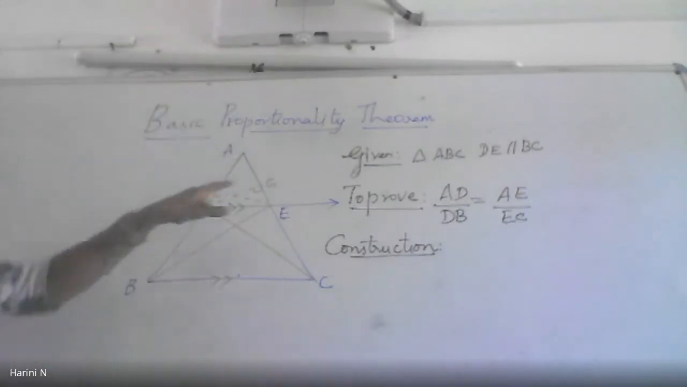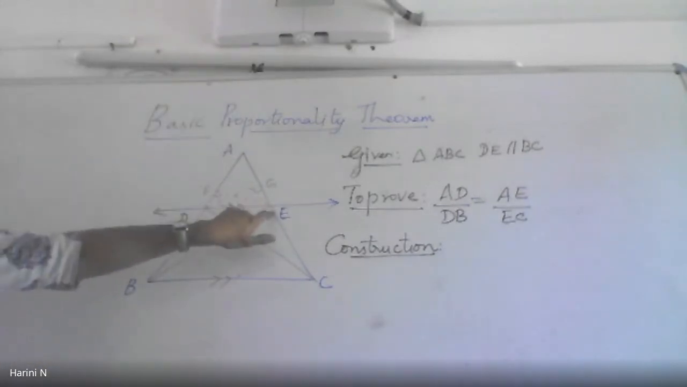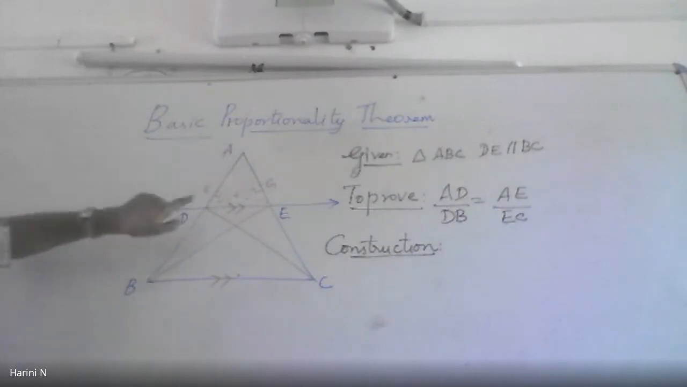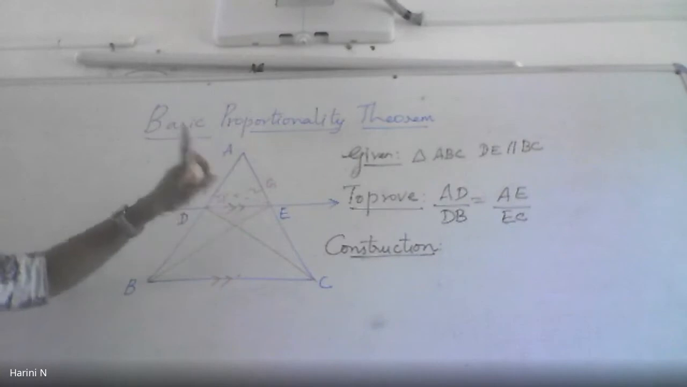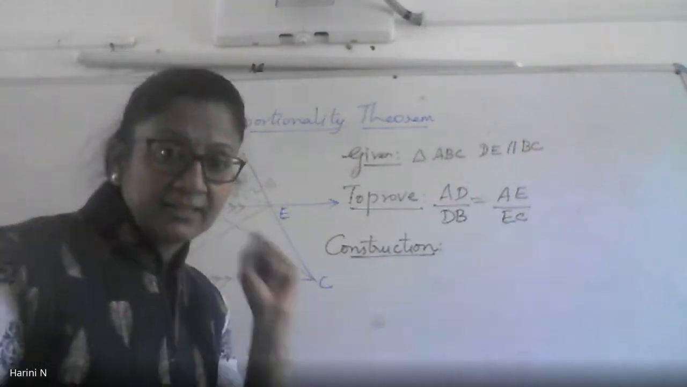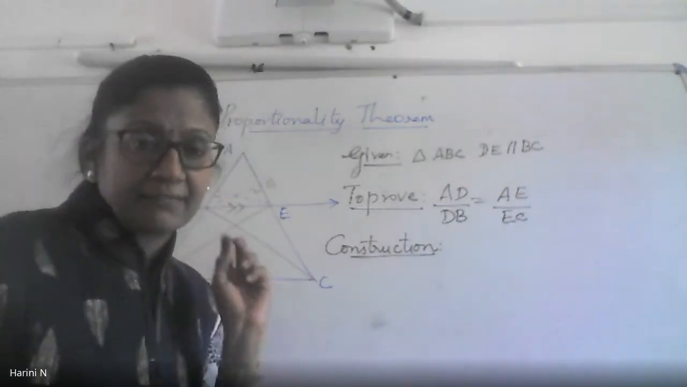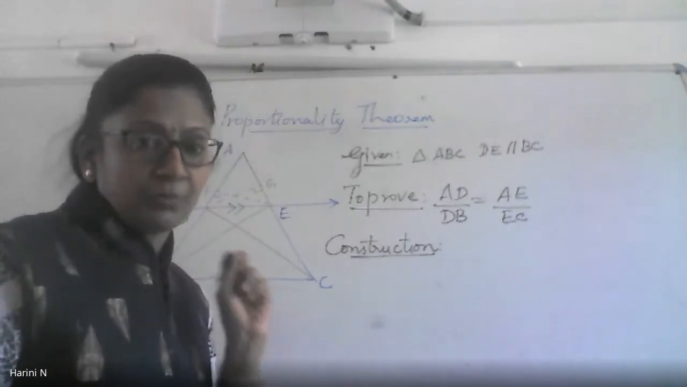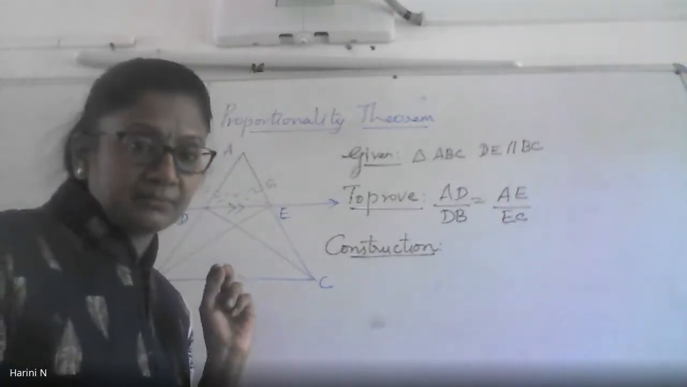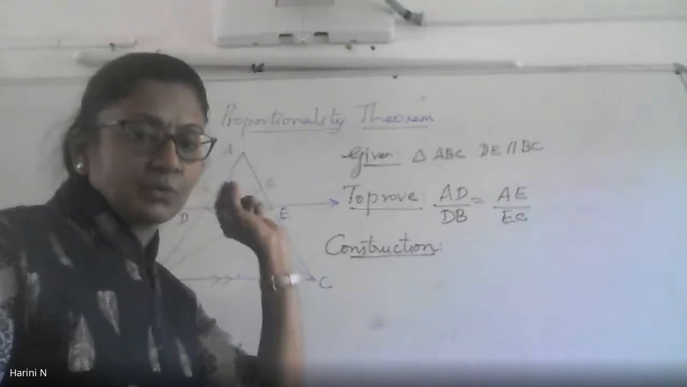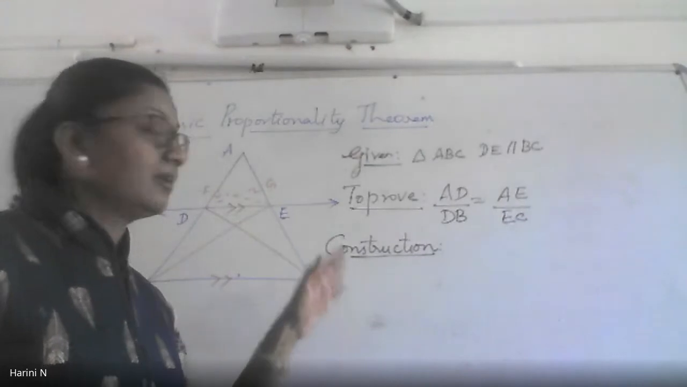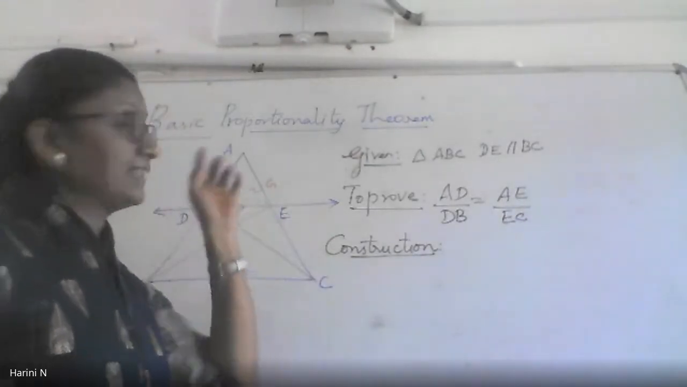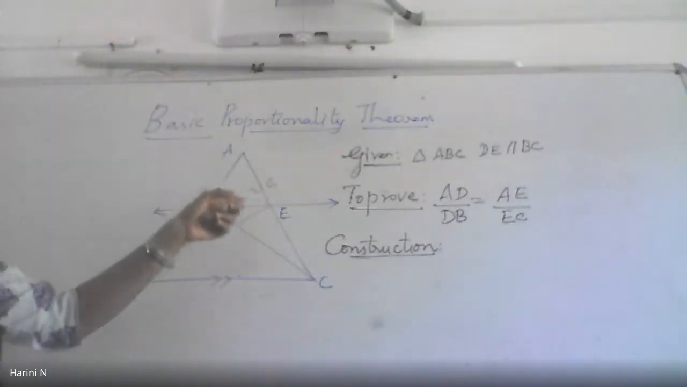So the construction is you are drawing two perpendiculars. EF is perpendicular to AB and DG is perpendicular to AC. Why have I drawn these two perpendiculars? Because I am going to take the areas of triangles. Whenever I want the area of a triangle, what is the formula I know? Half into base into height. Yes, it is half into base into height. So somewhere I need a perpendicular distance between the opposite vertex and the base. That's the reason I have brought those two perpendiculars.